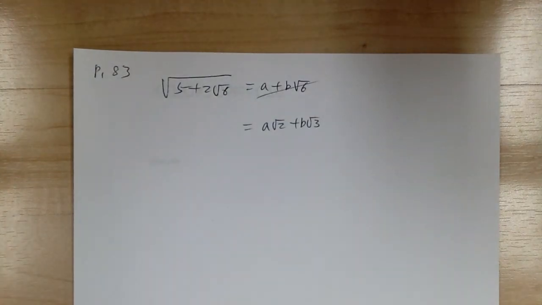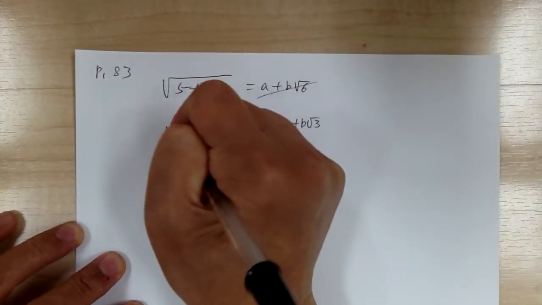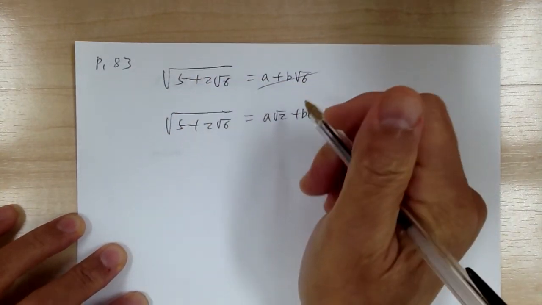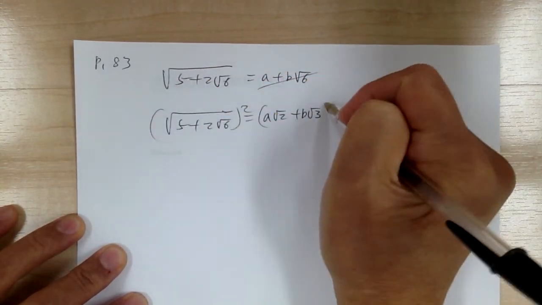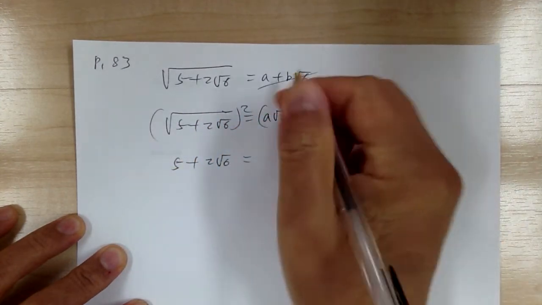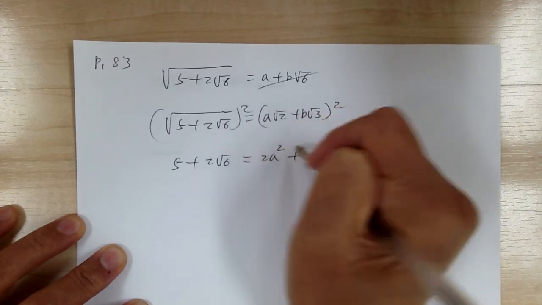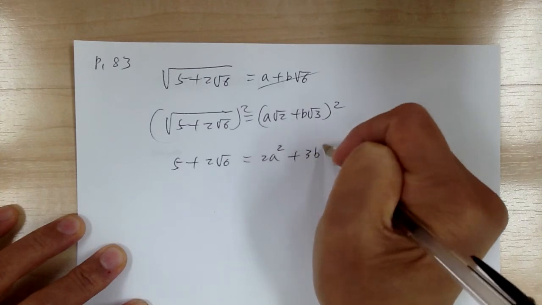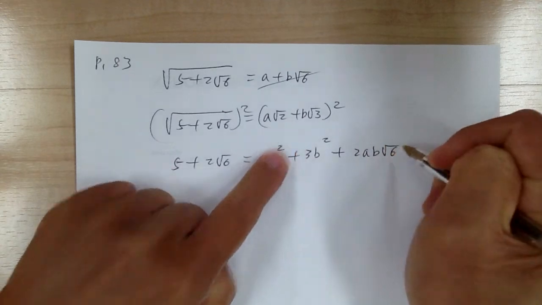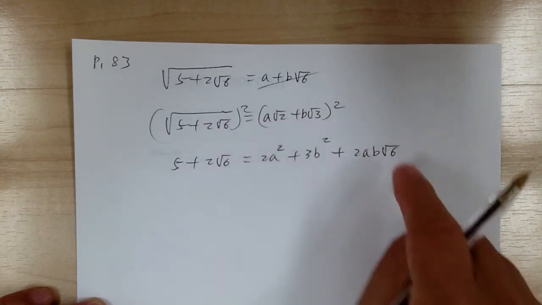Okay, since we're over here, let's go and do this. So you can set it equal to that, then go ahead and square both sides. So this will cancel out, so you got 5 plus 2 square root of 6. And this one you square, you're going to get 2a squared plus 3b squared. The middle term, you're going to get plus 2ab square root of 6. Again, middle term, you just multiply all this together. So 2ab square root of 6.